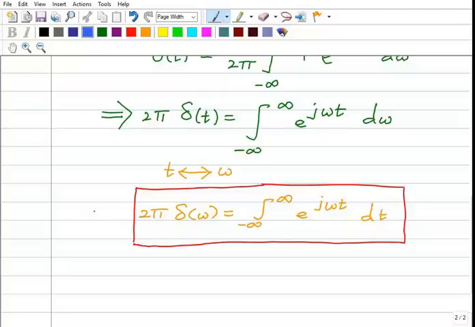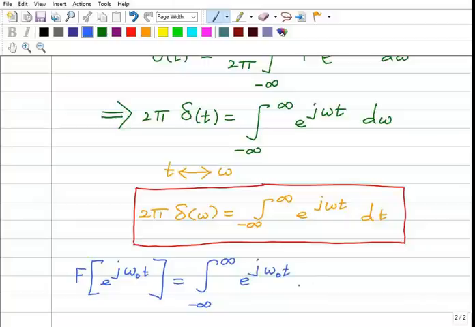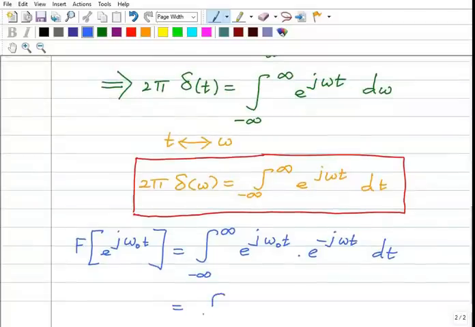What is the question actually? Fourier transform of e power j omega naught t. So now let me use the formula integral minus infinity to plus infinity. Instead of f of t, I am writing e power j omega naught t into e power minus j omega t dt. Is that right? So let me combine these two exponentials. Integral minus infinity to plus infinity e power j omega naught minus omega into t dt.